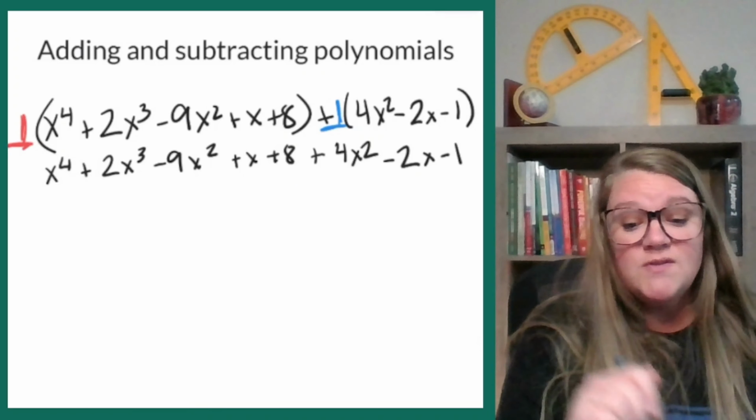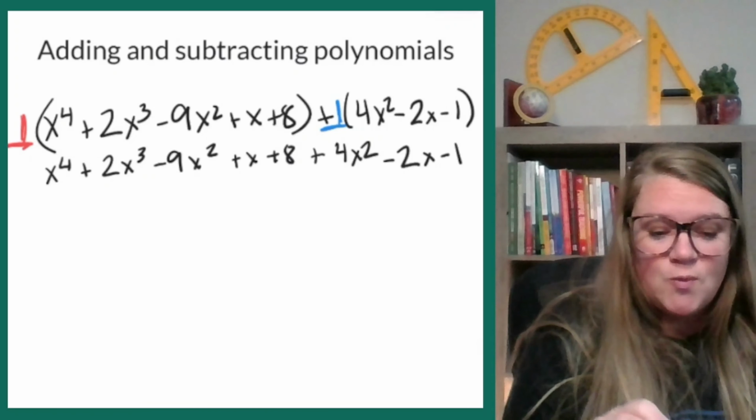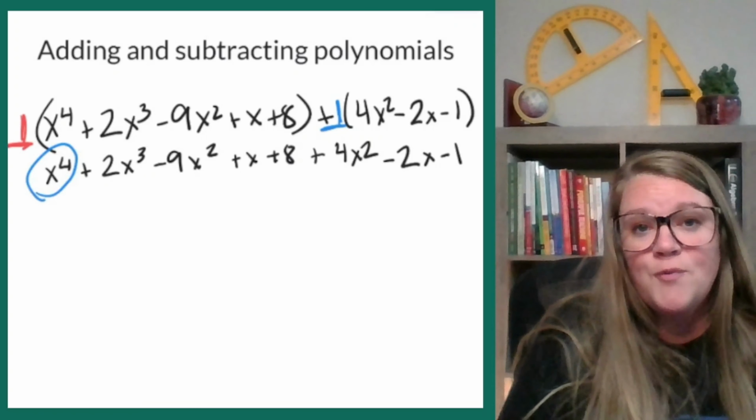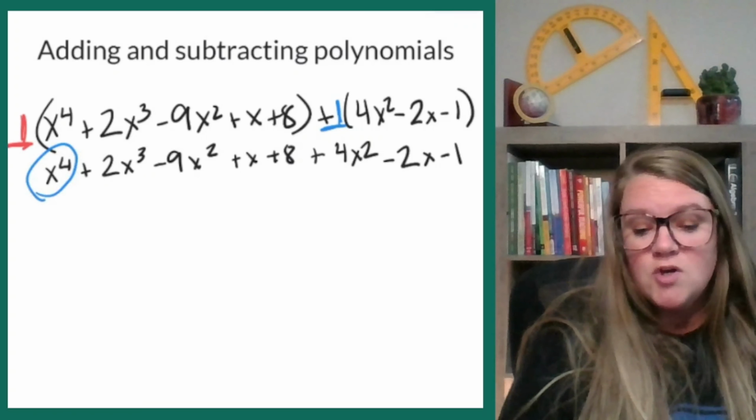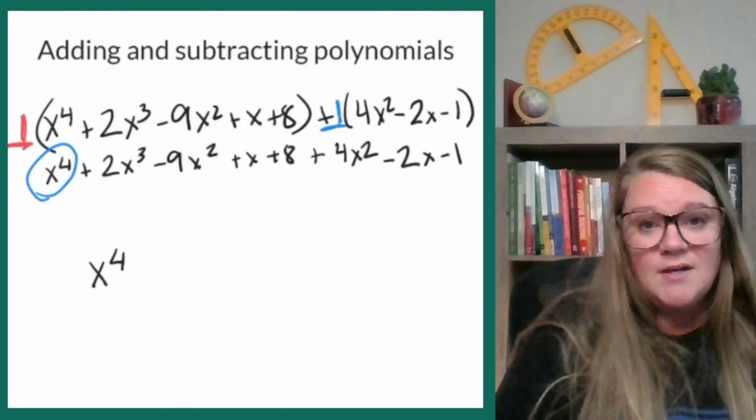So if I'm looking for this, we also want to write our biggest exponent first. So I'm going to seek out my biggest exponent. My biggest exponent is x to the fourth power, and that's what I'm going to write first. There are no like terms with that one. So that is just going to be my first term in my answer.